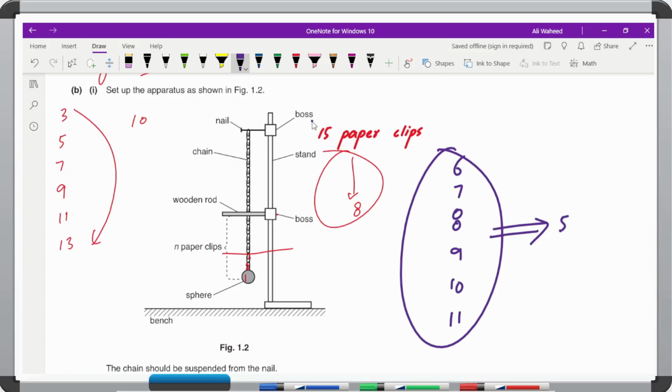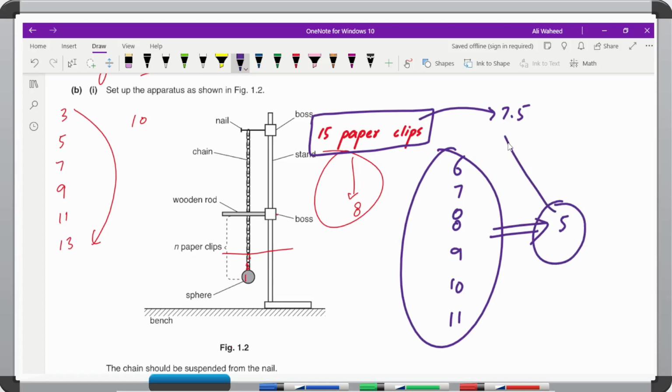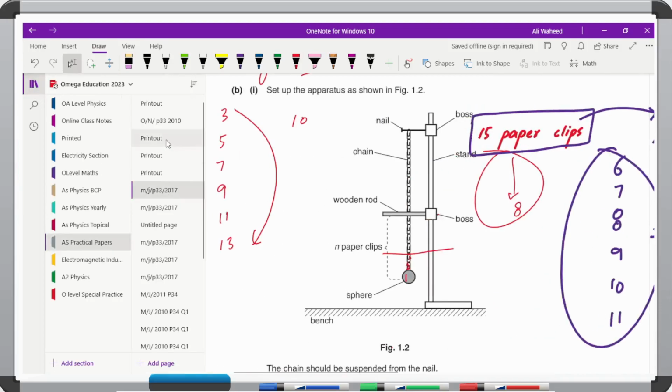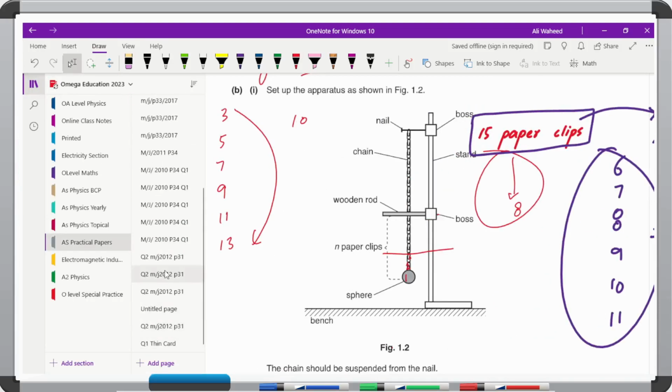Now what is the total number of paper clips? What is the total possible values? 15. Half of it is 7.5. So the range of your values is not even 50% of the maximum possible values. 0 mark for range in the table. So the very first step when you're going to draw the table is you be careful with the range.